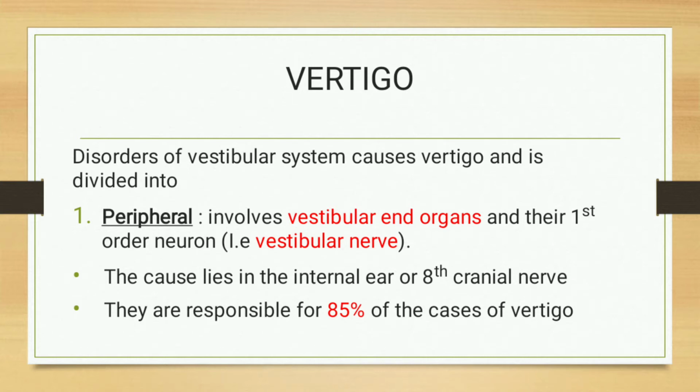And the disorders of vestibular system cause vertigo, and they are of two types, peripheral and central. And the peripheral one involves the vestibular end organs and the first order neuron, that is the vestibular nerve. And the cause lies in the internal ear or eighth cranial nerve, and these are responsible for 84% of the cases of vertigo.